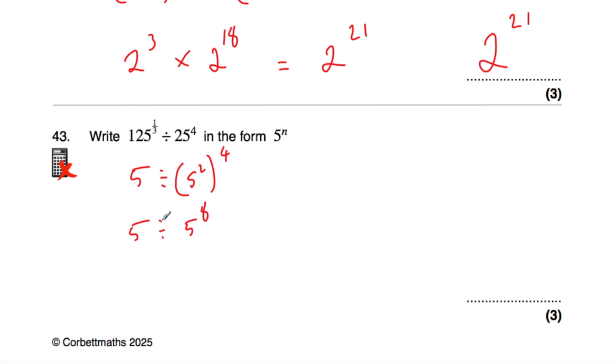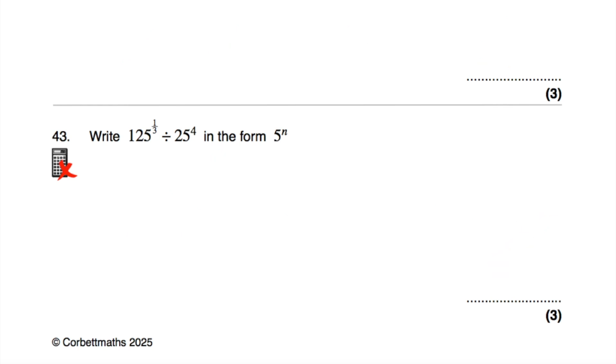And then we've got 5 divided by 5 to the power of 8. And just remember, whenever we're dividing things with the same base, you can take away the powers. Now you might be thinking, well, the 5 hasn't got a power. It does. It's 5 to the power of 1. And if we take away the powers, 5 to the power of 1 divided by 5 to the power of 8, 1 take away 8 is -7. So 5 to the power of -7. So that's our answer, 5 to the power of -7. And that's it.